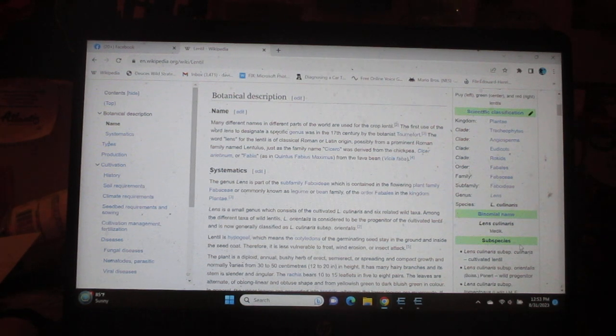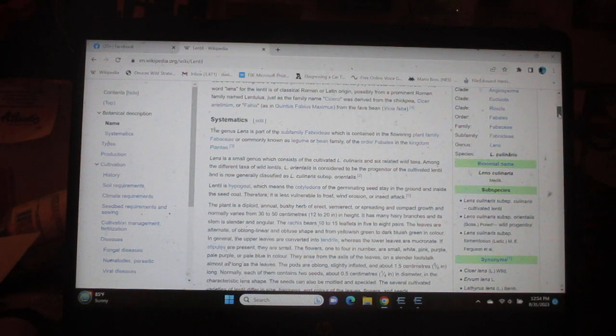Lens is a small genus which consists of the cultivated L. culinaris and 6 related wild taxa. Among the different taxa of wild lentils, orientalis is considered to be the progenitor of the cultivated lentil and is now generally classified as culinaris subspecies orientalis. Lentil is hypogeal, which means the cotyledons of the germinating seed stay in the ground and inside the seed coat. Therefore, it is less vulnerable to frost, wind erosion, or insect attack.